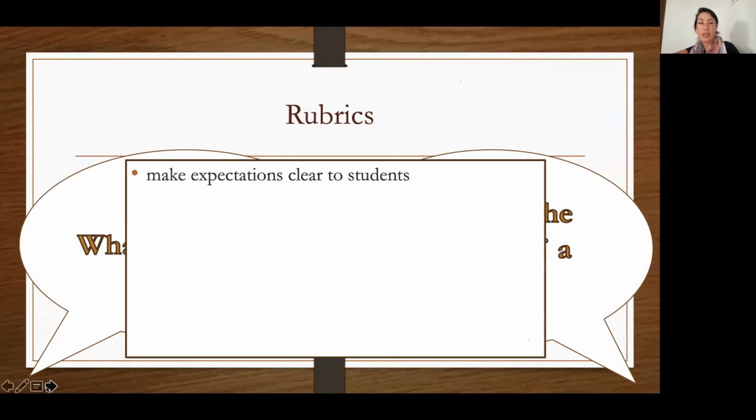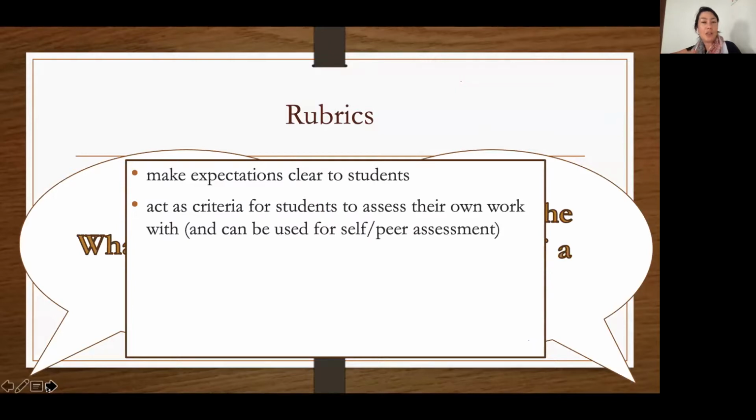So it makes the expectations clear to students. So if we make sure that students see the rubrics beforehand, they know what's expected of them, what to focus on. It acts as the criteria so that students can assess their own work. We can ask students to use rubrics for self-assessment and for peer assessment as well.